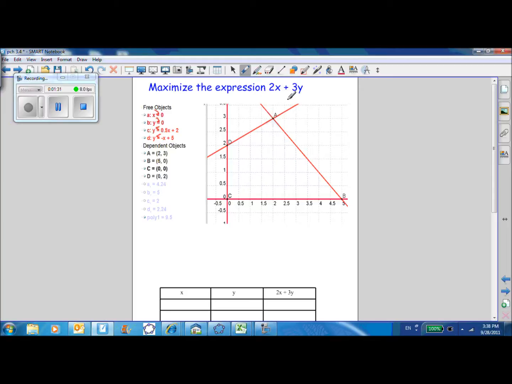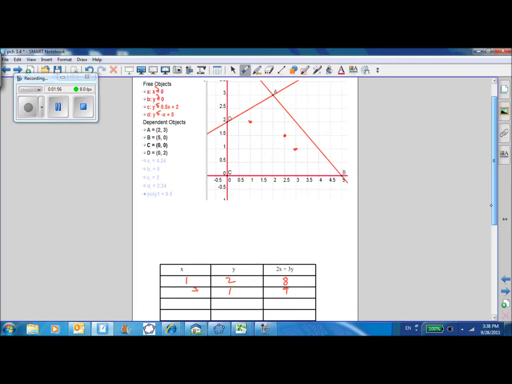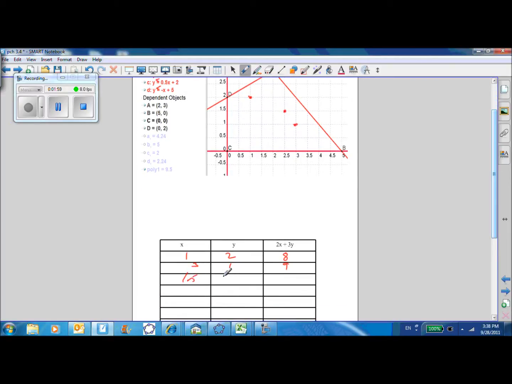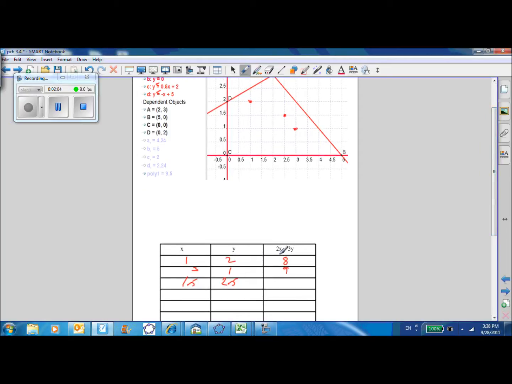And now we're going to find out what maximizes this expression by trying some points. So we can try a point like right here, (1, 2). If we put that in here, we get 2 and 6, which is 8. And we can try another point over here like (3, 1). And we get 6 and 3, which is 9. So it seems to be getting better. But then if we step over here, (1.5, 2.5), remember 2x plus 3y, so that's 3, and 7.5 is 10.5.